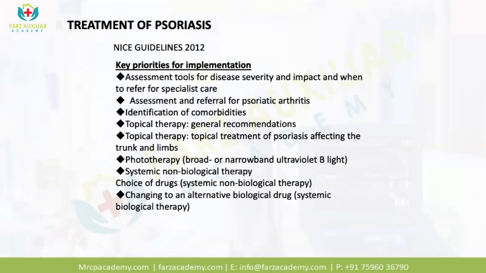Then in addition, we can use phototherapy. It can be narrowband phototherapy. Also, we can use psoralen and UVA phototherapy. Systemic non-biological therapy includes methotrexate, azathioprine, cyclosporine, and mycophenolate. And then we have the biological drugs like infliximab, etanercept, adalimumab, secukinumab, ustekinumab, and ixekizumab. All these have been found helpful in treating psoriasis.